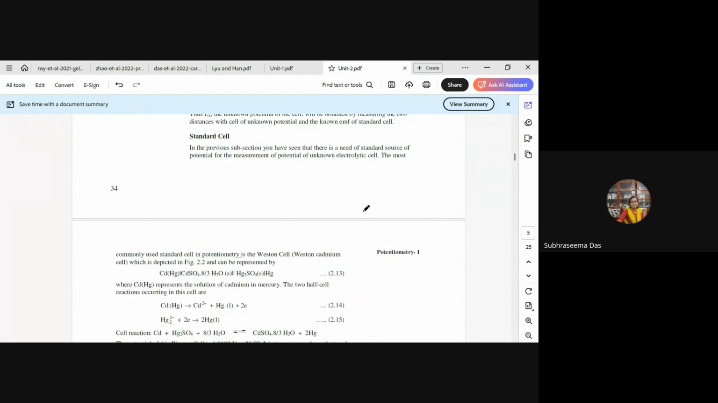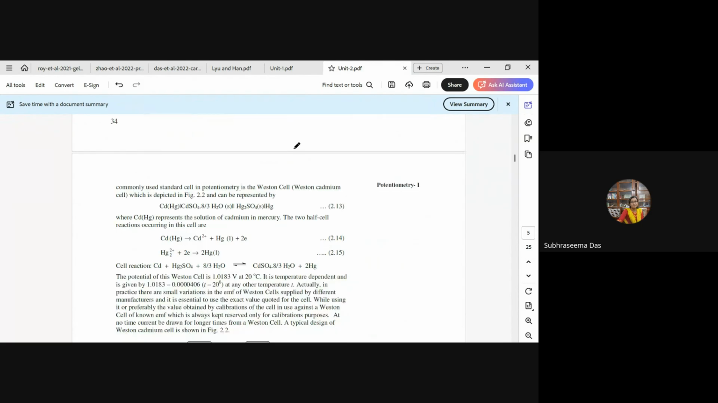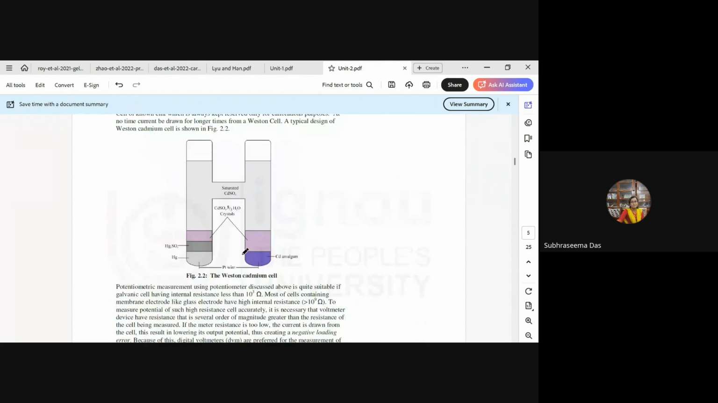Then coming to the standard cell. We have seen that the most commonly used standard cell is the Weston cell, or the Weston cadmium cell, shown here in figure 2.2. This is what you have to remember, because, like the Wheatstone bridge, this is an important concept here. So first is the Weston cell.